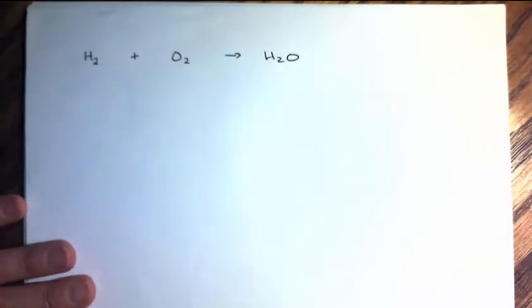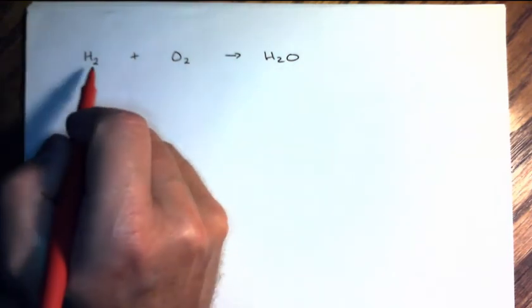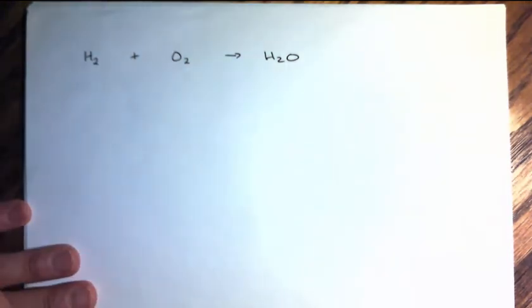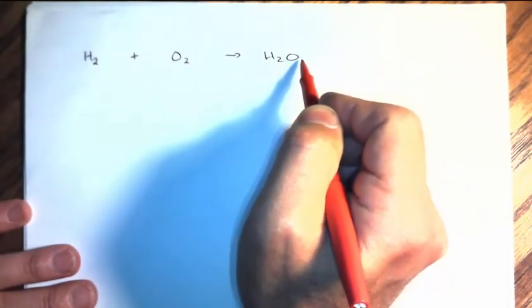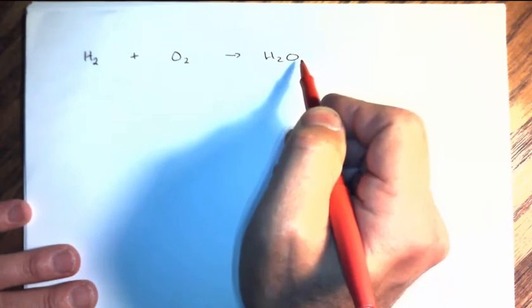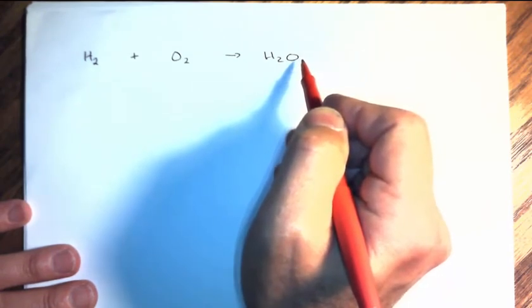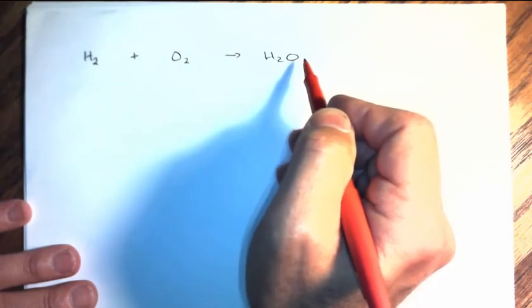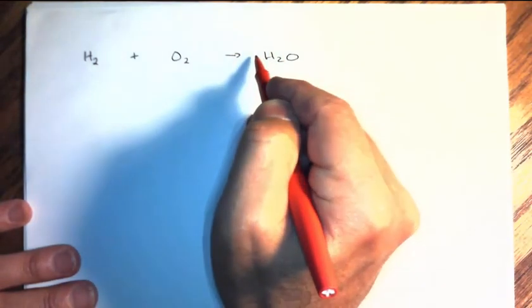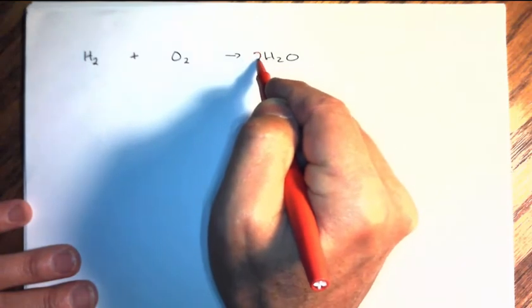In order to balance this equation, I have to have as many hydrogens on the left as I have on the right. I've got the same number right now. To get the number of oxygens to be the same, I can't put a subscript here. That would be changing the formula for water. It wouldn't be water anymore if I put a subscript 2 there. It'd be hydrogen peroxide, and we're not changing it. We're using the same thing.